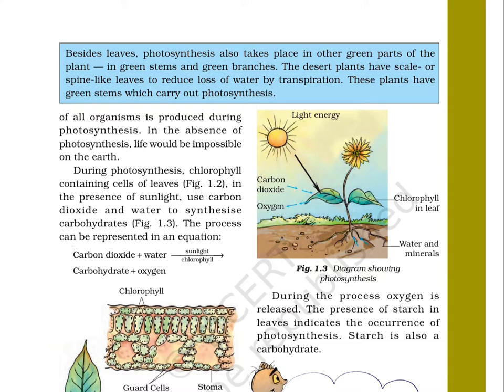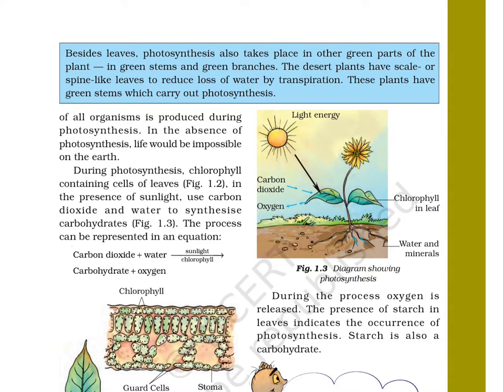Besides leaves, photosynthesis also takes place in other green parts of the plant, in green stems and green branches. The desert plants have scale or spine-like leaves to reduce loss of water by transpiration. These plants have green stems which carry out photosynthesis.